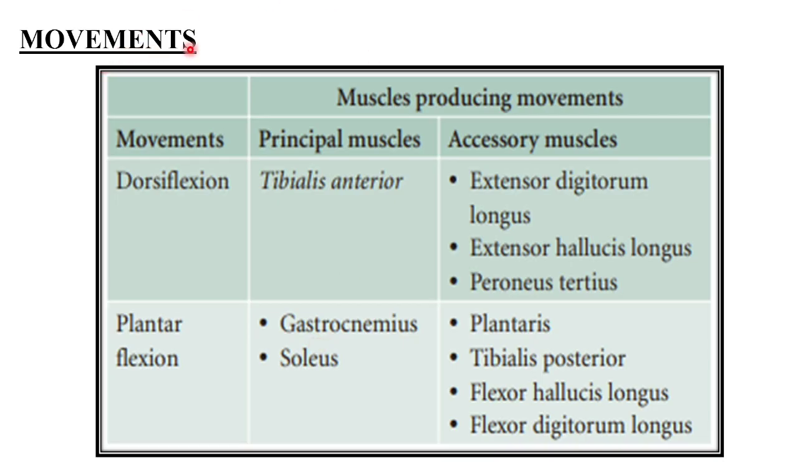Coming to the movements possible in the ankle joint, it includes your dorsiflexion and plantar flexion. For dorsiflexion, the principal muscle is your tibialis anterior, and the accessory muscles include your extensor digitorum longus, extensor hallucis longus, and peroneus tertius. So these are the muscles located in the anterior compartment of your leg. The next movement is your plantar flexion. The principal muscles include your gastrocnemius and soleus, and the accessory muscles include your plantaris, tibialis posterior, flexor hallucis longus, and flexor digitorum longus. So these are the movements possible in the ankle joint, dorsiflexion and plantar flexion.